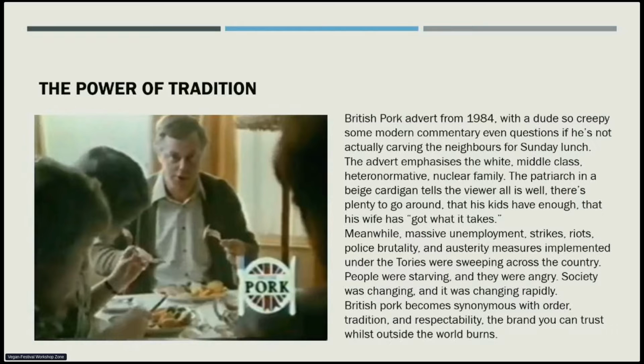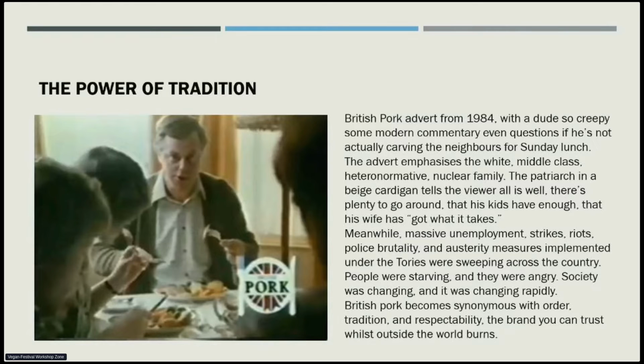So what you actually saw was a real undermining of trust in the police, a real attack on the political institutions, and this shift away from traditional norms and values that people were scared of. And so British pork tapped into that so that pig flesh became synonymous with order, tradition, respectability. You know, that's the brand you can trust while the whole world burns.